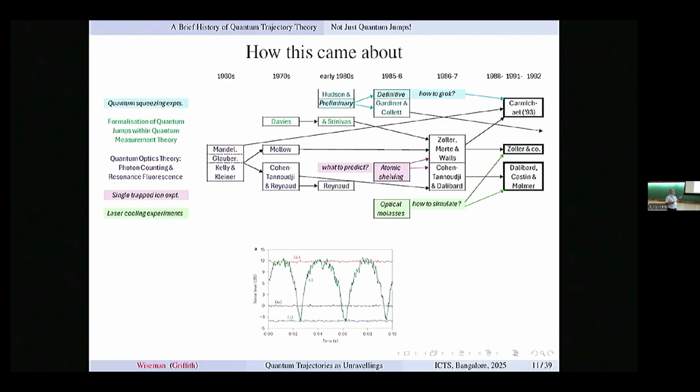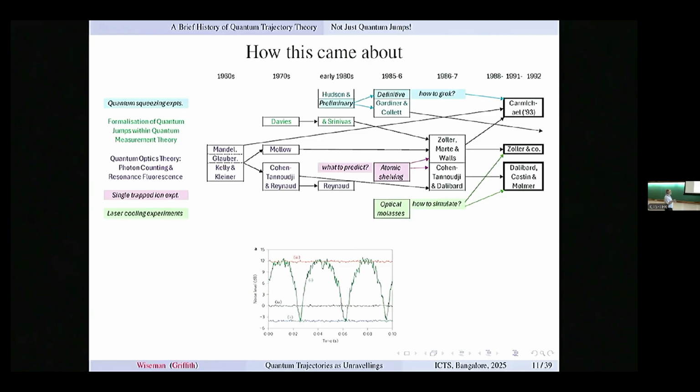So where did this idea come from? This was worked out by Howard Carmichael, who Klaus also mentioned yesterday, in a book. Well, he gave lectures at the end of 1991. It was finally published as a book in 1993. And again, he was influenced by a lot of the same people. He was definitely influenced by the work of Zoller, Marte, and Walls.